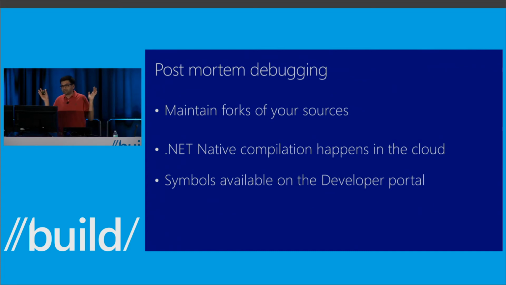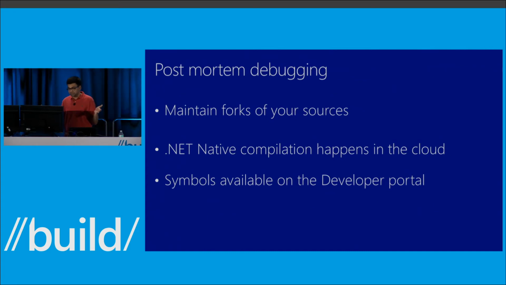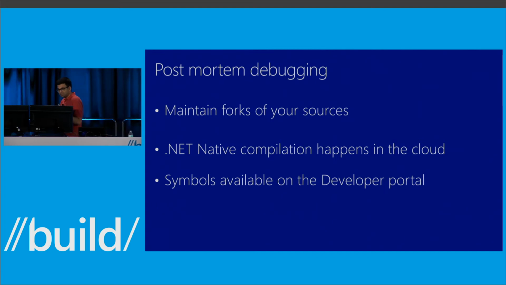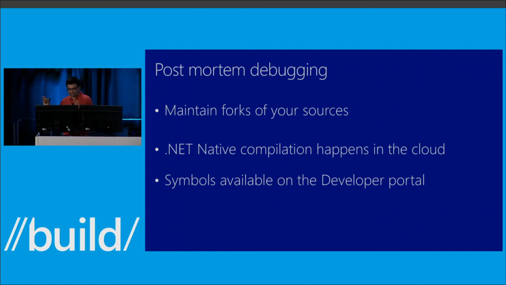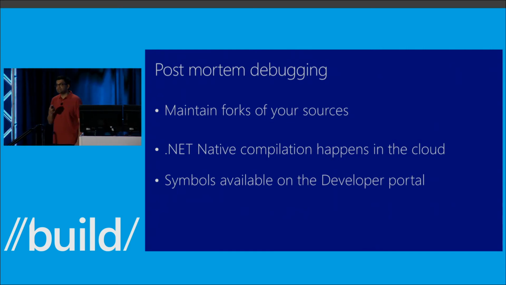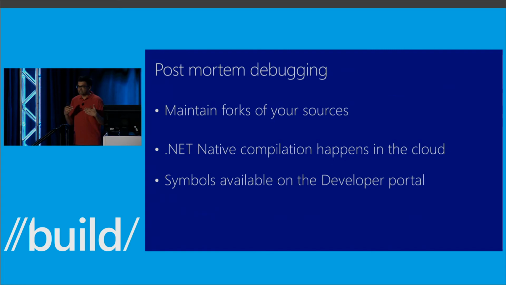The best practices, of course, apply. Maintain forks of your source code, right? Independent of .NET Native, you really need to maintain a matching PDB and source code combination. So keep that in mind. That doesn't really change. We are working with the store team to make the PDBs available to you. So you'll be able to go to the developer portal and download the PDBs. That's the way you would debug the application. You would load the PDBs that you downloaded from the store, and then a fork of your source code. Using the two, you should be able to debug, or at least get a call stack from the customer application.